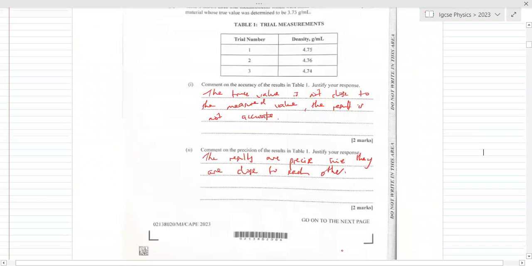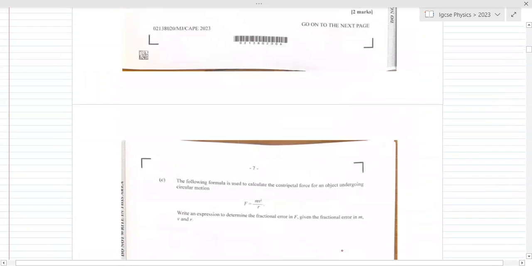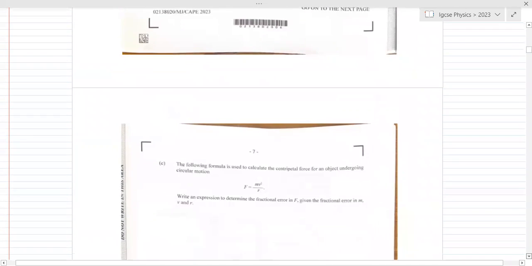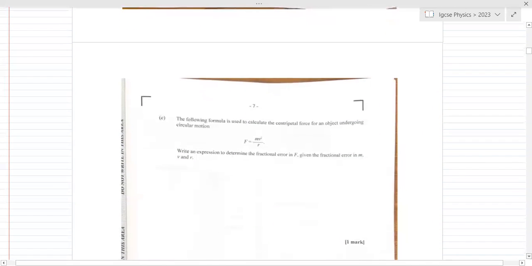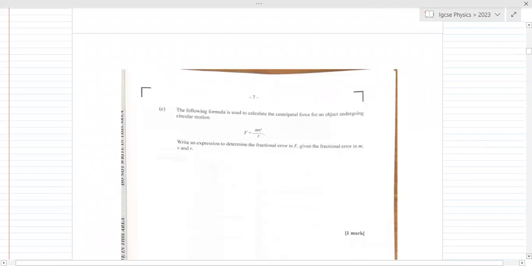They then went on to ask us about fractional errors. They said to us that the formula is used to calculate the centripetal force for an object undergoing circular motion, where F is equal to m v squared over r. It says write an expression to determine the fractional error in F, given the fractional errors in m, v, and r.